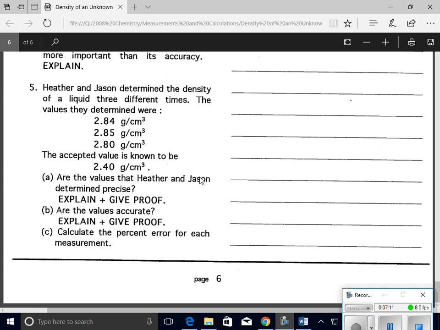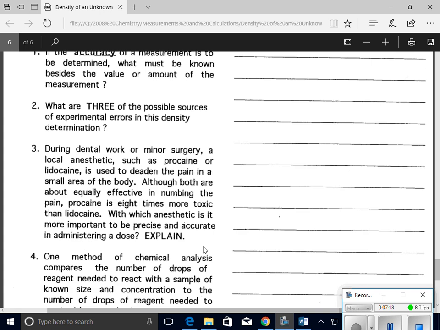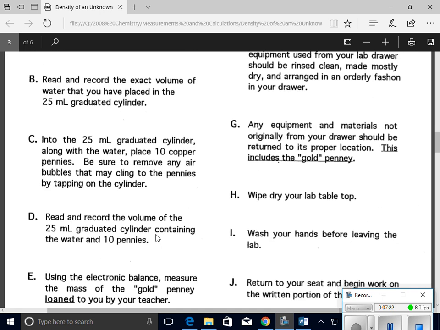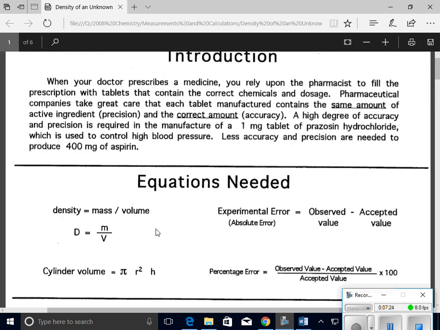So this part has 3. Explain, give proof, has 3 different ones right here that you will be calculating. So answer the questions, and then that's the lab.